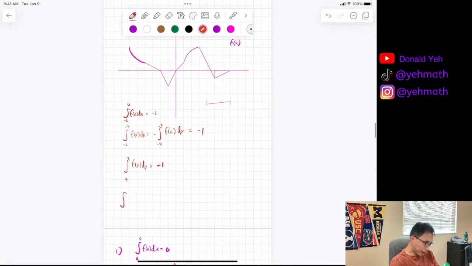Okay, so let's look at the other one. So from 1 to 3.